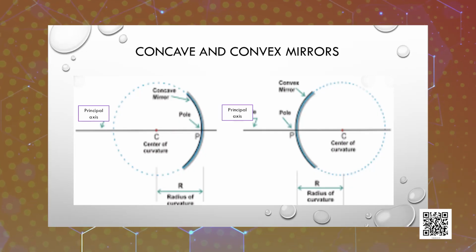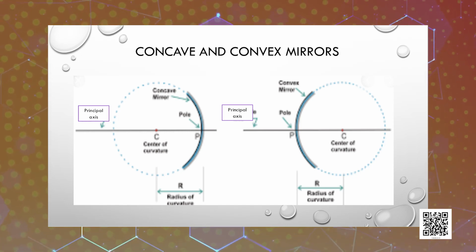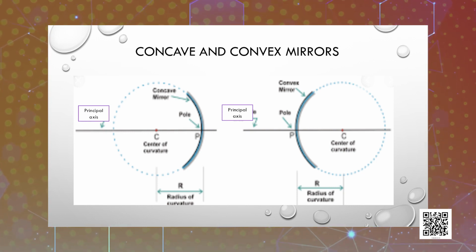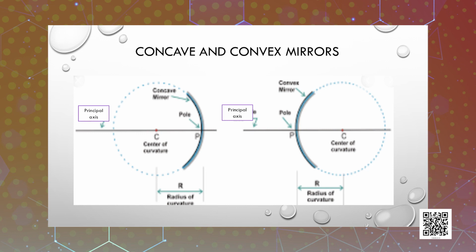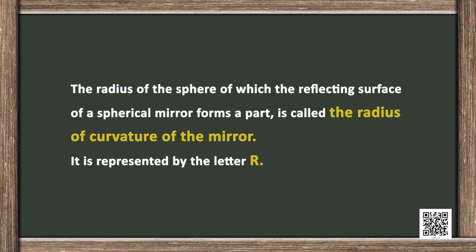The center of curvature of a concave mirror lies in front of it. However, the center of curvature of a convex mirror lies behind the mirror. You may note this in the figure which is there. The radius of the sphere of which the reflecting surface of a spherical mirror forms a part is called the radius of curvature of the spherical mirror. It is represented by the letter R.